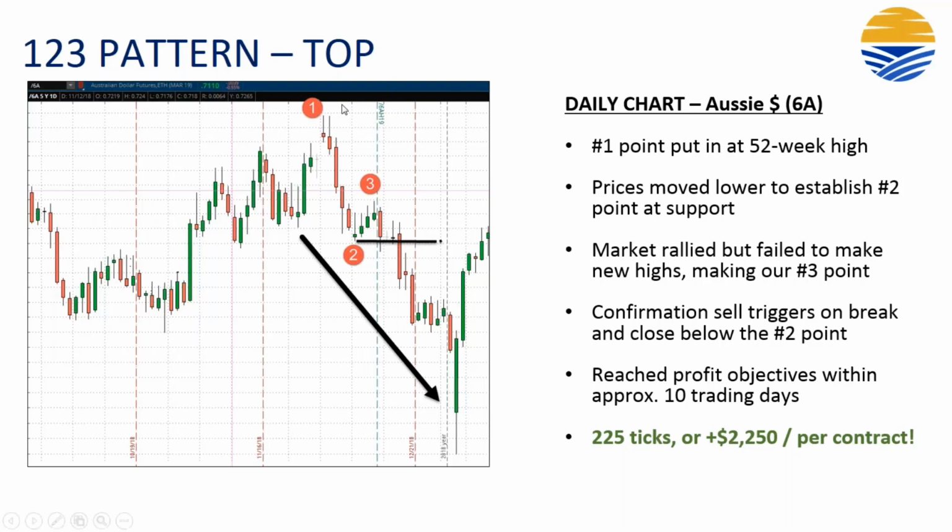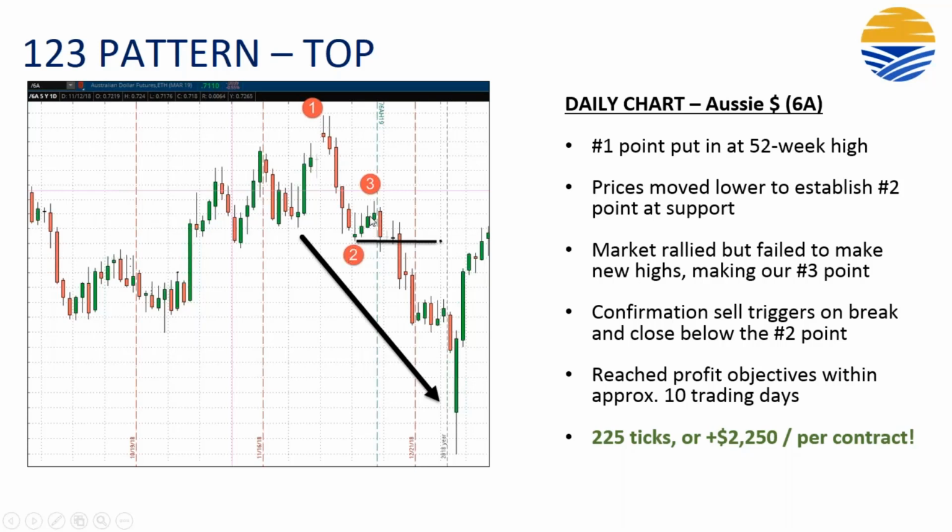So here we have a 52-week high. This is indicated by the number 1 point. This number 1, why? Because it's a 52-week high, so it gives us our new counting point, our number 1. Market trades lower, lower, lower, lower, pulls up. Once we pull up, we get an established number 2.